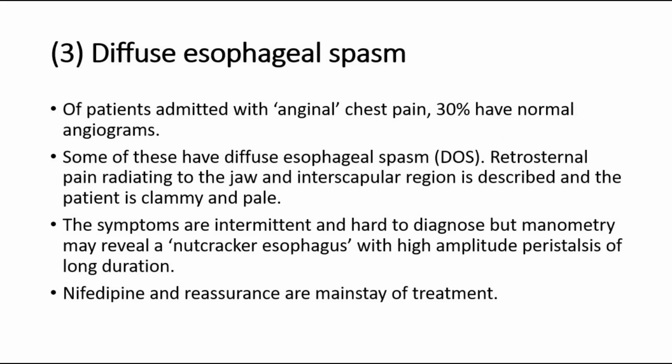Third, diffuse esophageal spasm. Of patients admitted with anginal chest pain, 30% have normal angiograms. Some of these have diffuse esophageal spasm. Retrosternal pain radiating to the jaw and interscapular region is described, and the patient may be clammy and pale. Manometry may reveal a nutcracker esophagus with high-amplitude peristalsis of long duration. Nifedipine and reassurance are the mainstay of treatment.